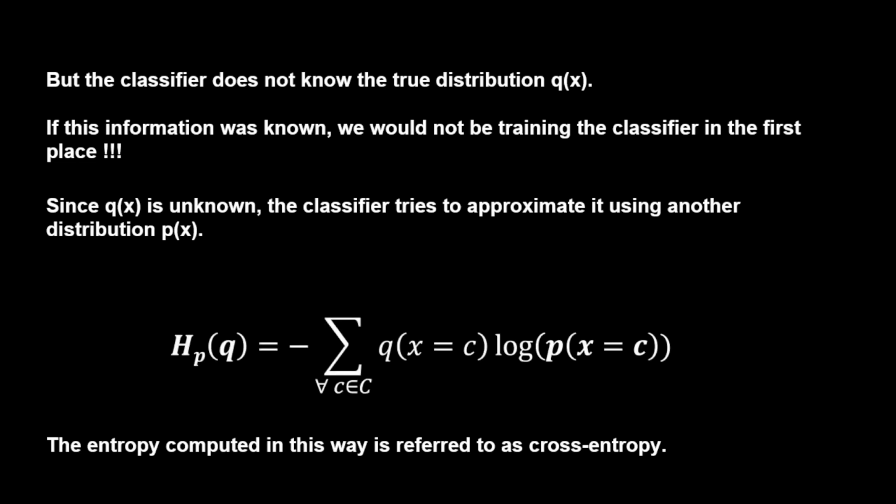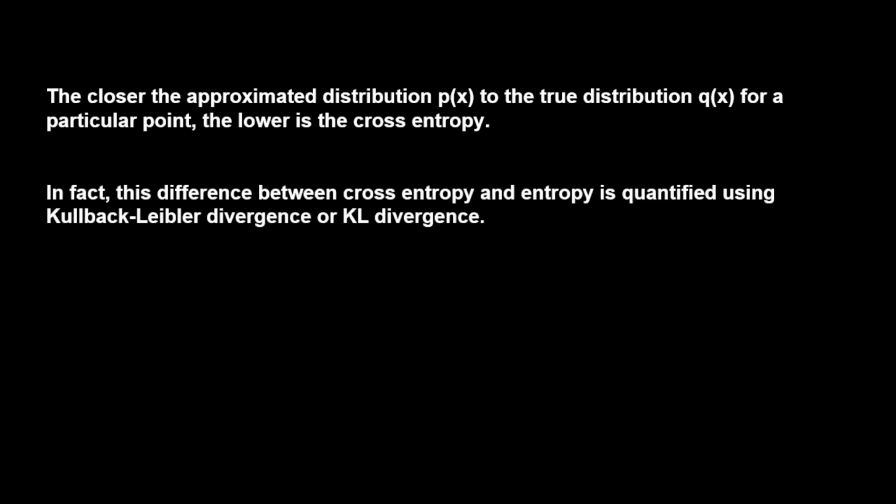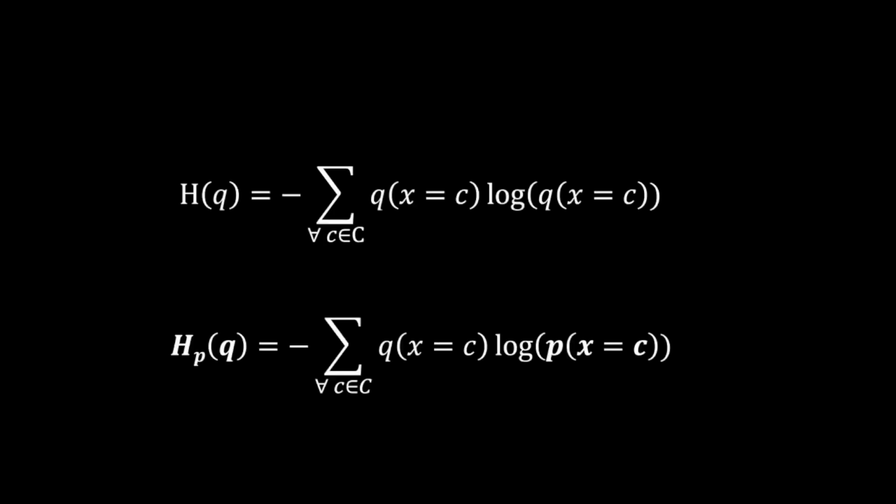We can generalize it for C classes and we have the equation as shown here. Notice that the q in the previous equation is replaced by p. The closer the approximated distribution p of x to the true distribution q of x for a particular point, the lower is the cross entropy. In fact, this difference between cross entropy and entropy is quantified using what is called KL divergence.